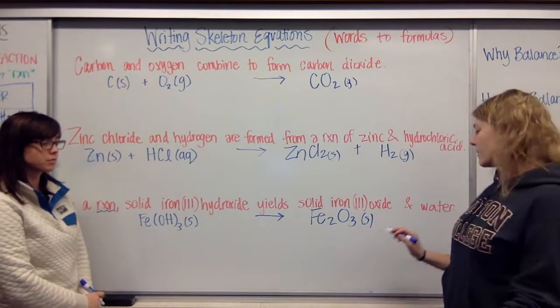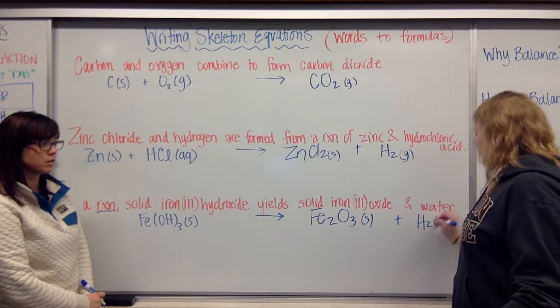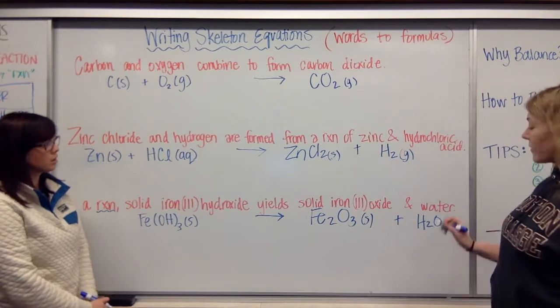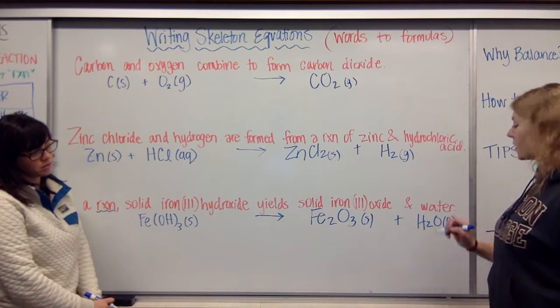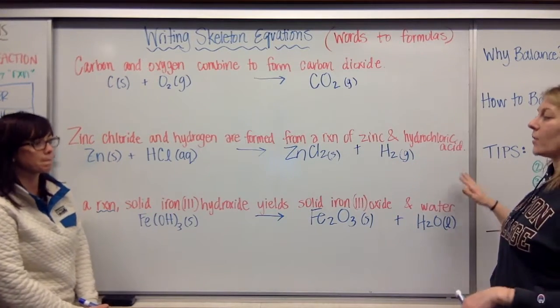Again, it says solid, so I'm going to add in my state symbol. You always need these state symbols. And water. So this is plus H2O. It doesn't say ice and it doesn't say water vapor, so we're going to assume this is liquid water, and we'll add in an L for liquid. All right, so that's writing the skeleton equations.